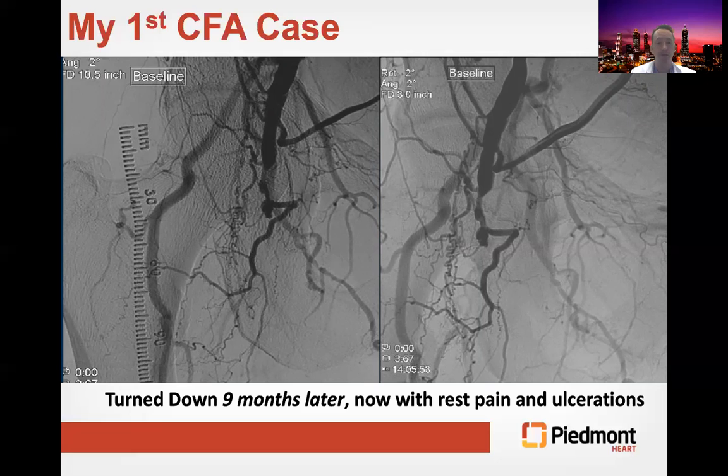his comorbidities. So this is what his angiogram looked like 9 months later, complete occlusion in the CFA, with complete occlusion in the SFA as well. But good collateral flow, filling both the SFA and the popliteal, so we could see where we're going.